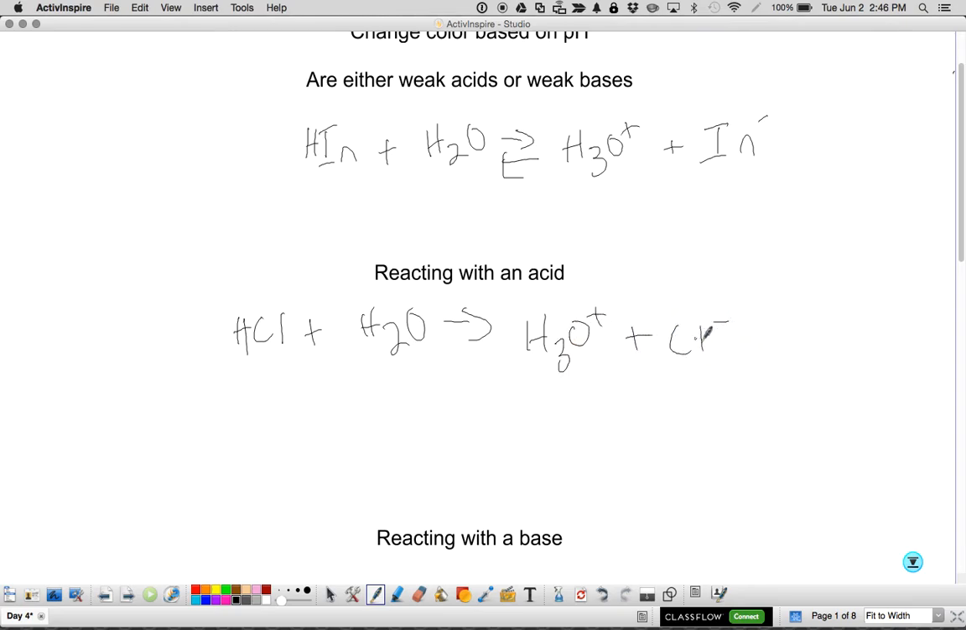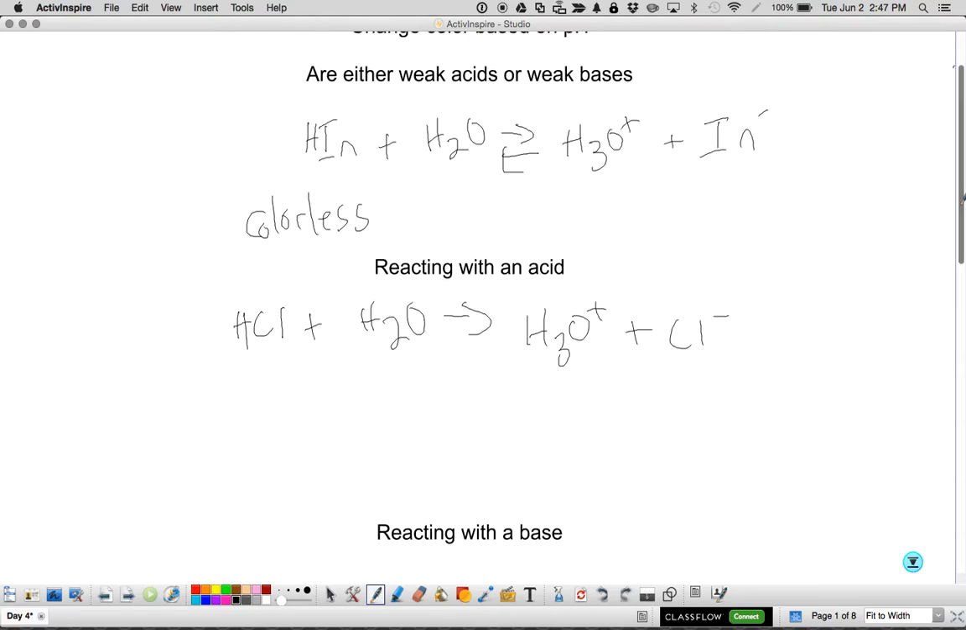Now, what does that matter? Well, I create H3O plus, and this H3O plus is part of this equilibrium, which means I'm going to get a little bit of common ion effect. The presence of this H3O plus is actually going to push equilibrium back towards HIN. And if we do this with phenolphthalein, what we're going to see is that the solution is colorless. So that means that this HIN is in fact colorless.